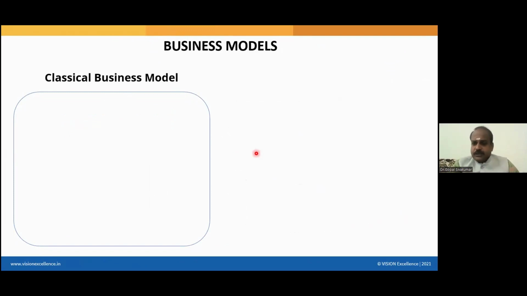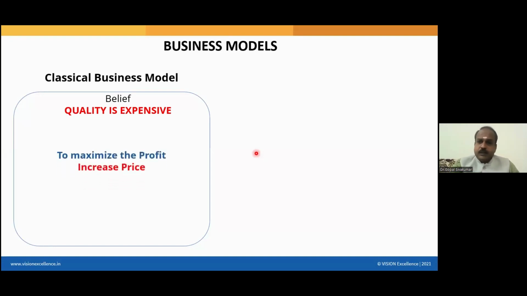Classical business model, or traditional business model. If a company is following a traditional business model, their belief is quality is expensive. If you are asking for a high class, high quality product, obviously the price will be higher, right? And to maximize the profit, their idea is always to increase the price. The product price is 100 rupees, the manufacturing cost is 80 rupees, and the profit is 20 rupees. I want more profit. So what will I do? I'll raise the price to 110 rupees. Now what happened to my profit? My profit increased to 30 rupees from 20 rupees. This is their idea, to maximize the profit.